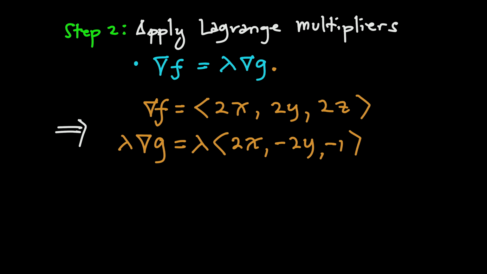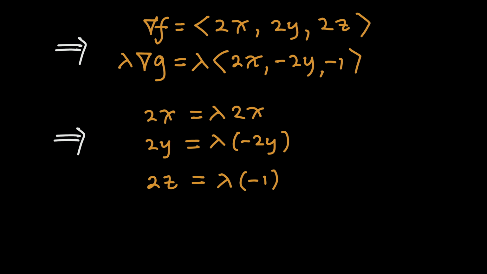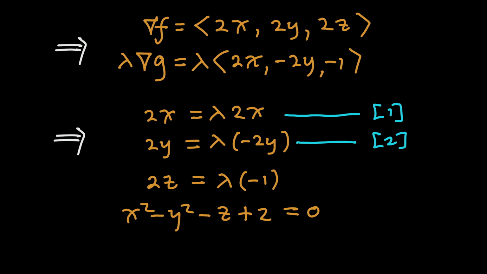We can now extract the system of equations based on this equality. Here we have this one for the first component, so that is 2x equals lambda times 2x. And then we also have this one, which is 2y equals lambda times negative 2y. And then for the third component, we also have this one. Finally, we write the constraint, which is this hyperbolic paraboloid. Let us label these equation 1, equation 2, equation 3, and equation 4 for the constraint.